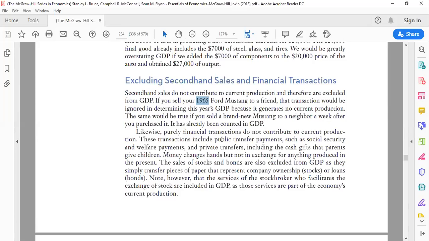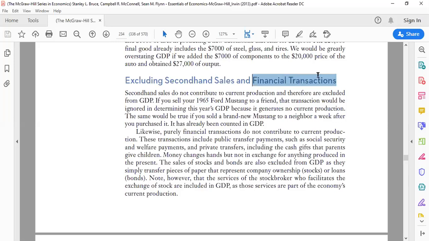product in 1965. If there is a car which is produced for the first time and sold in 2020, its value is calculated in the GDP of 2020. Its value would not be calculated if it is resold in 2021. That reselling is not calculated in the GDP of 2021.